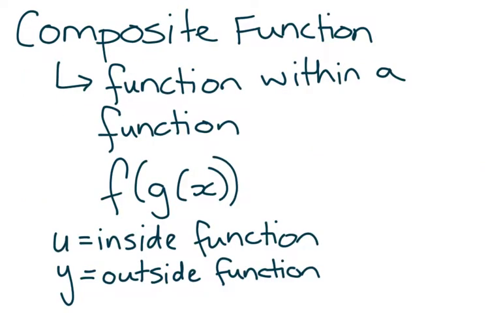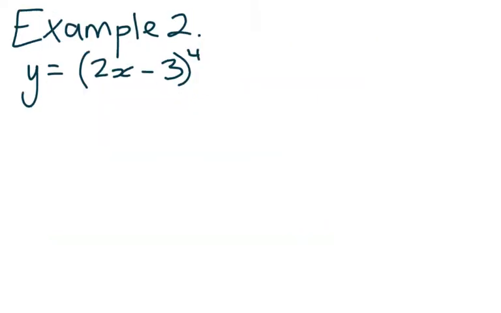So what we're looking for is a composite function with chain rule. So it's a function within a function, and you need to recognize that to be able to use chain rule. So we're looking at f of g of x, and we talk about u being the inside function and y being the outside function. So example 2 is y equals 2x take 3 all to the power of 4.